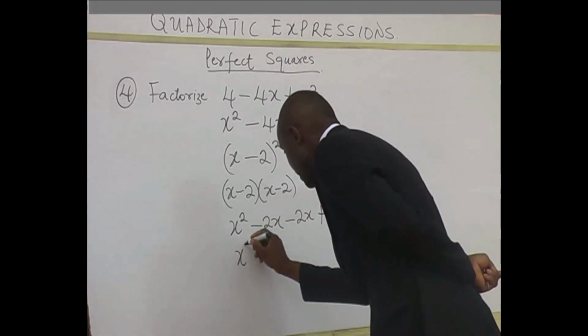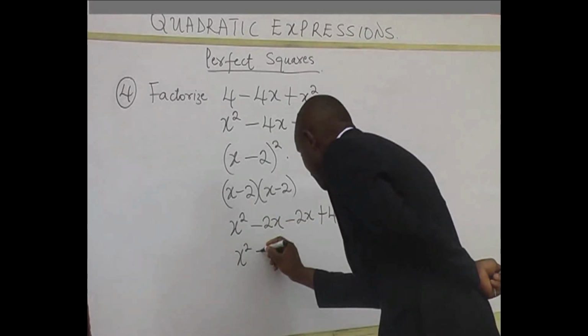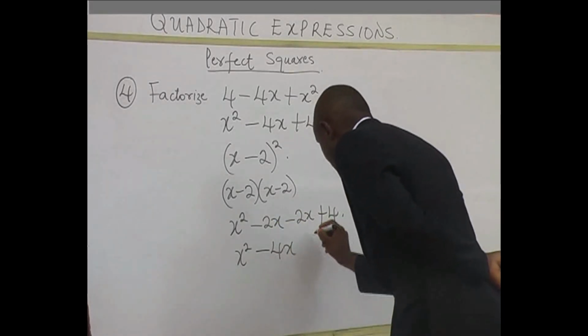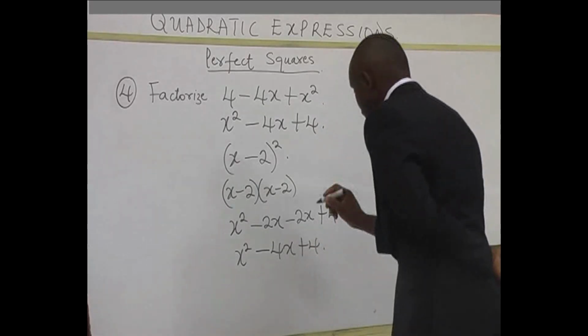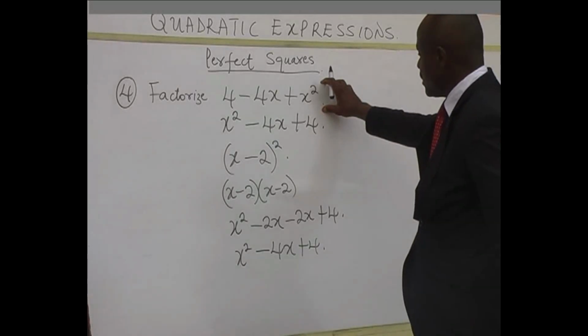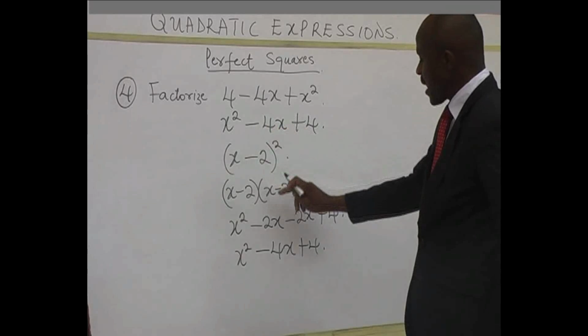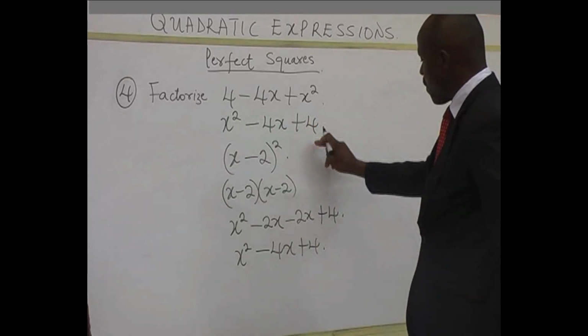Collect like terms, bring down x squared. Minus 2x minus 2x will give you minus 4x. Then bring down plus 4. You can find out that we have gone back to the original expression we had: x squared minus 4x plus 4.